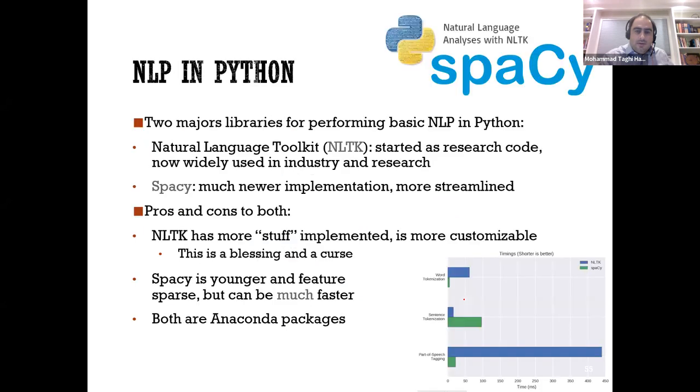Good. So there are two particular software packages that you may want to use in Python. All of these things that we have mentioned about tokenization, getting the stems, etc., have been implemented, and there exist such tools, especially in Python. So this is the Natural Language Toolkit, NLTK.